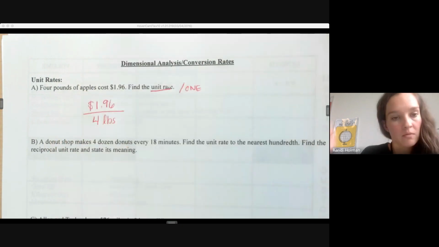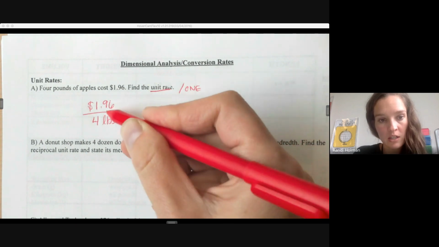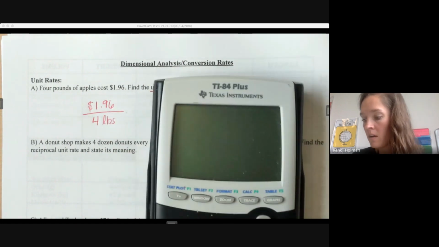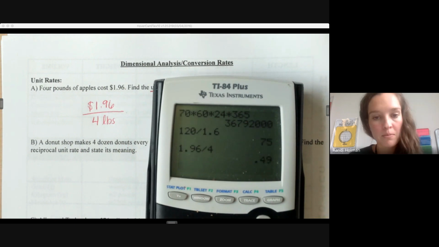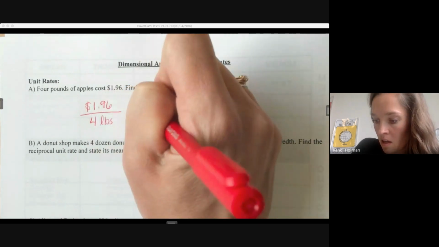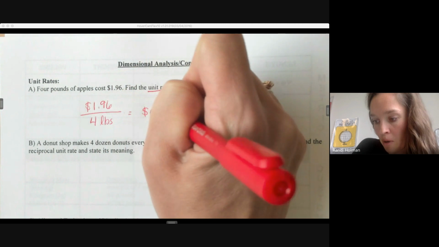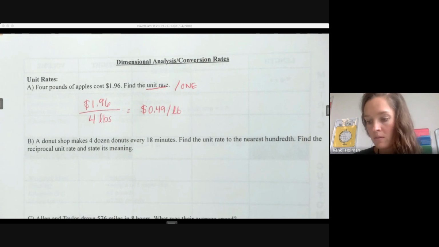So if I want to know dollars per pound, I'm first going to set up what I know, that it's $1.96 per 4 pounds. So if I want to find per 1 pound, this is just division. So we're actually going to divide 196 divided by 4, and 196 divided by 4 is 0.49, which means that it costs 49 cents per pound of apples. So that's a unit rate because it's per 1 pound rather than per 4 pounds.